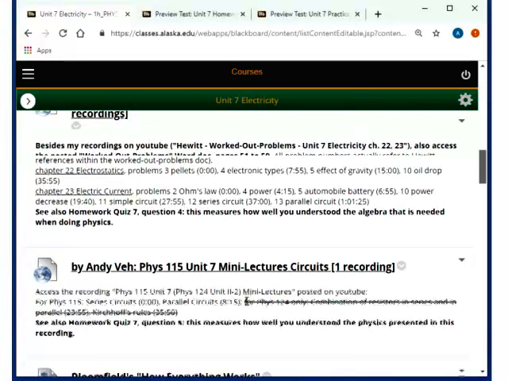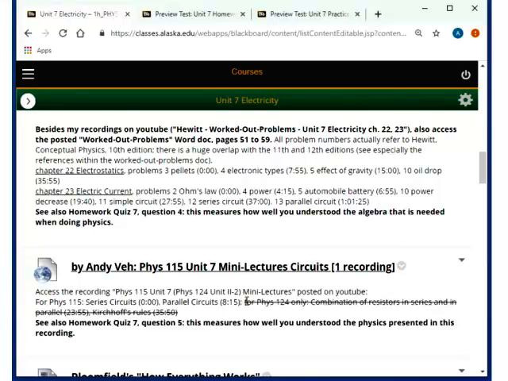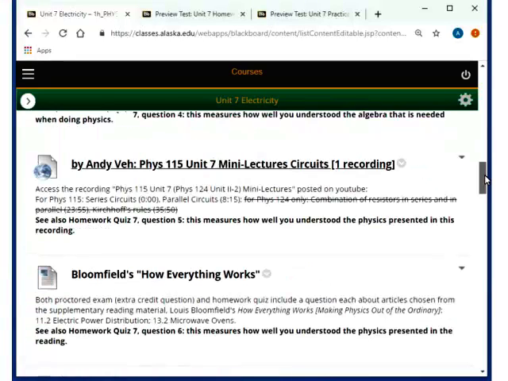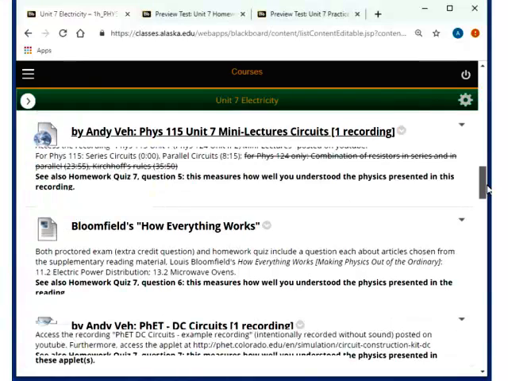However, at some point, notice that for this mini lecture on circuits, you will come across something like combinations of resistors in series and parallel and Kirchhoff's rules. Don't do these because that's not part of your class. That's for Physics 124. And then, of course, you have to read through a couple of chapters in How Everything Works.